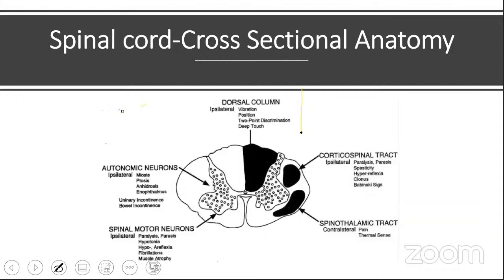The corticospinal tract carries the motor signals coming from the brain, which are crossed, and lesions cause paralysis, paresis, spasticity, hyperreflexia, clonus and Babinski sign. The spinothalamic tract carries contralateral pain and thermal sensations. The spinal motor neurons, if affected, also cause paralysis, paresis, hypotonia, areflexia, fibrillations, muscle atrophy, all features of lower motor neuron. So if there is a problem here, it is lower motor neuron. Autonomic neurons are also present in the dorsolateral column, which will cause miosis, ptosis, anhidrosis, and enophthalmos.